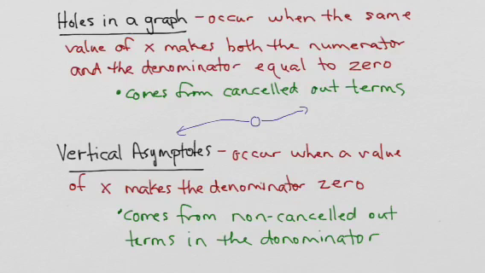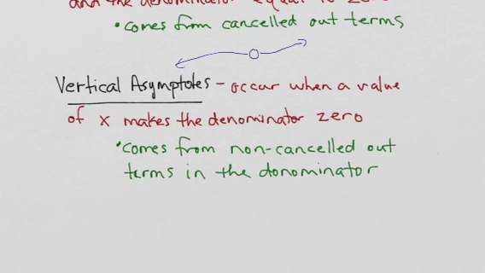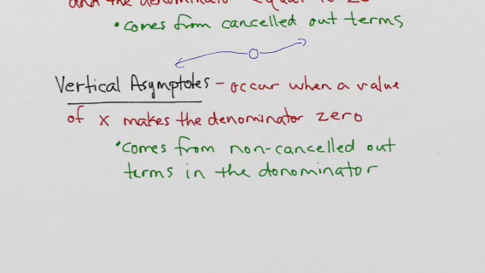It's just essentially skipping directly over it. So it's a little bit different. All right, then again, a vertical asymptote, those occur when the value of x just makes the denominator 0, not the numerator, just the denominator.